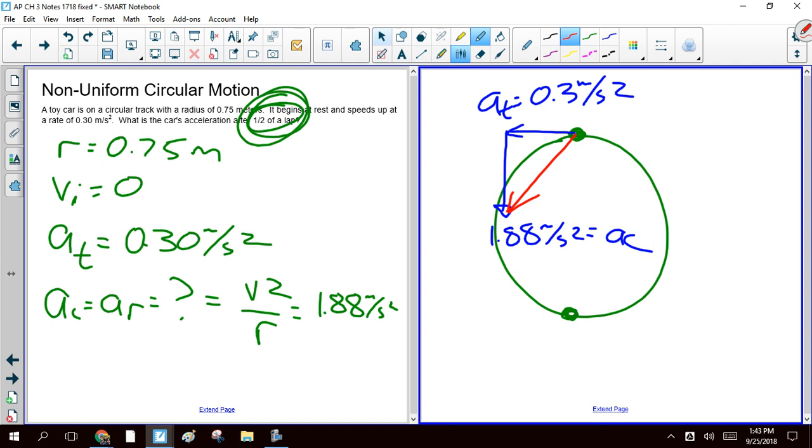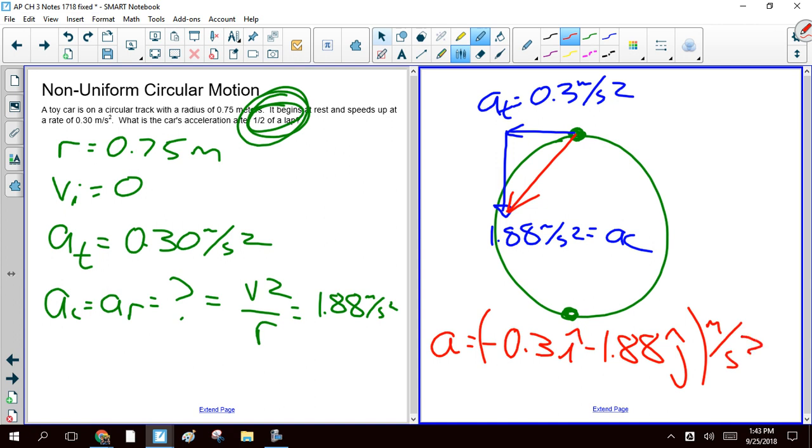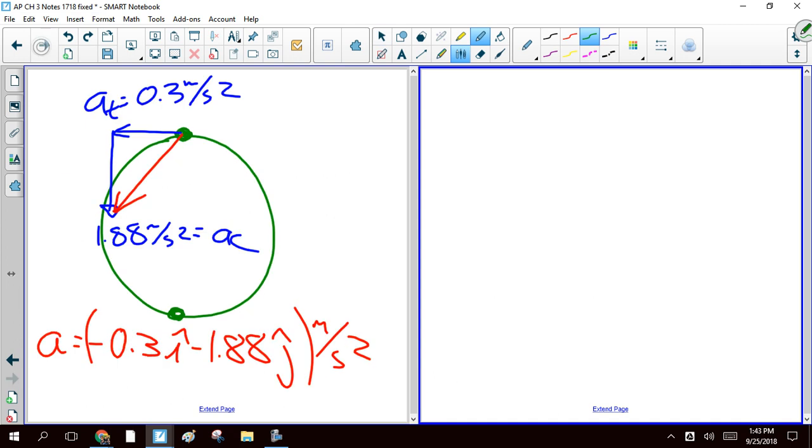So you could either write it out in unit vector notation, so we'd say the acceleration is negative 0.3 i minus 1.88 j meters per second squared, or you can put it in magnitude and direction form, right? Okay, so there you go. I think I'm done, right? All done.